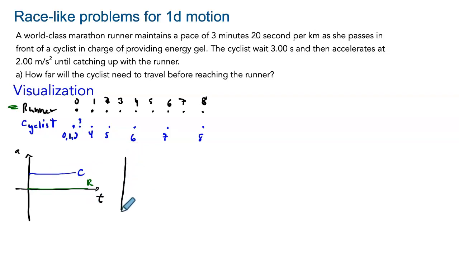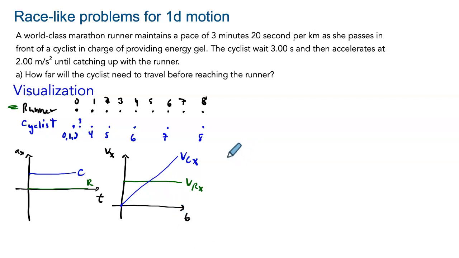We can then look at the velocity versus time graph, which will be a little bit more interesting. In here, we are dealing with two curves. First, there is the curve of the runner. We know that the runner has a constant velocity, so we'll just have a flat line. That's the velocity of the runner. The cyclist starts from rest, and then goes faster and faster and faster. So we'll have a curve that will look like this for the cyclist.